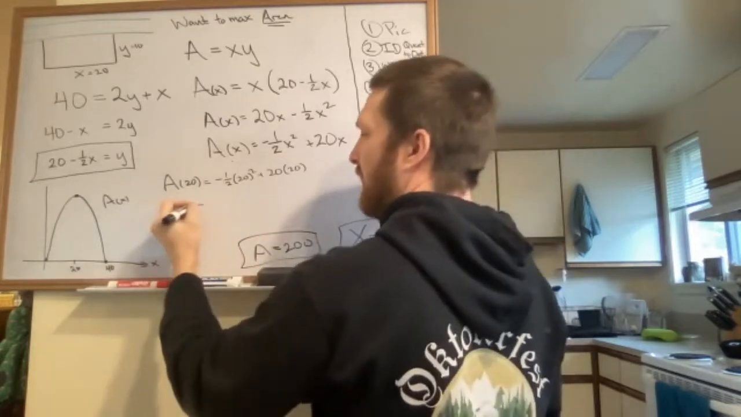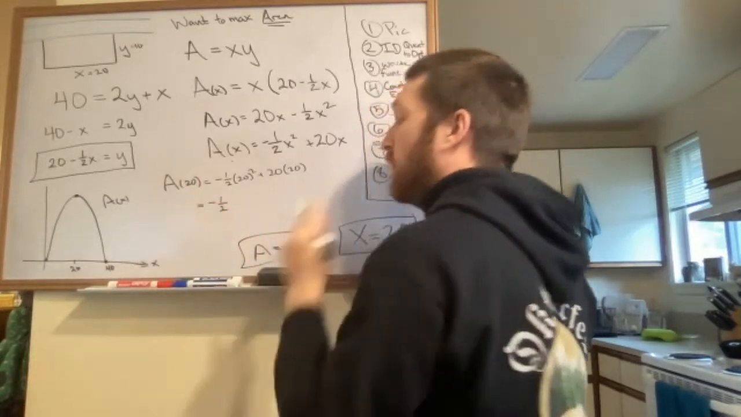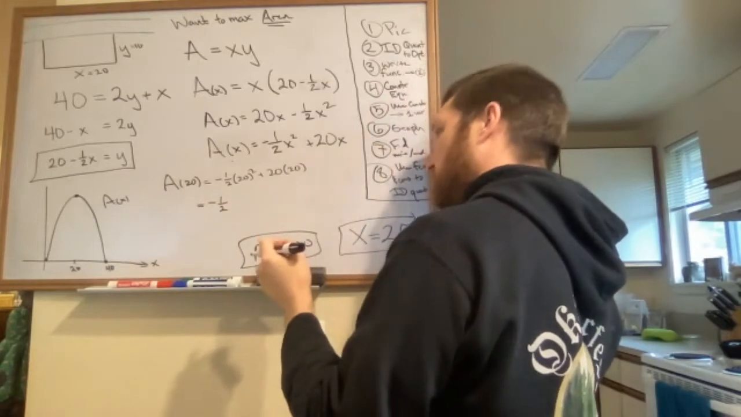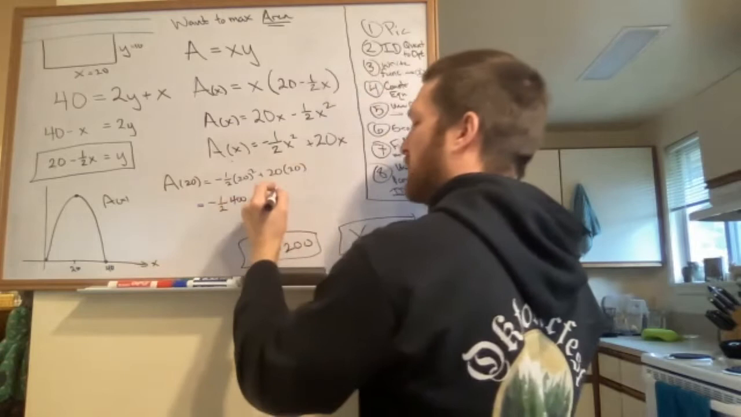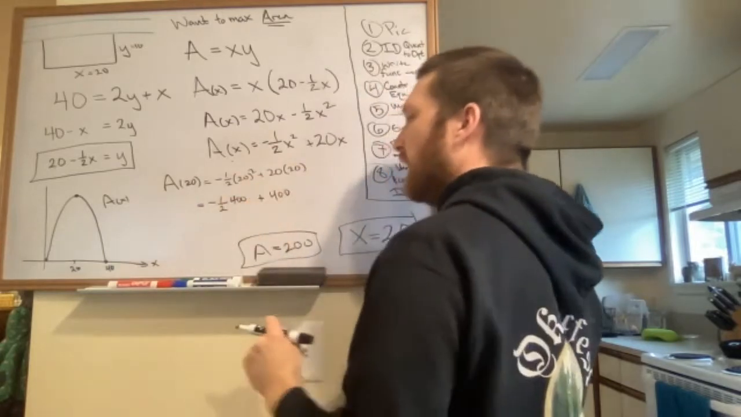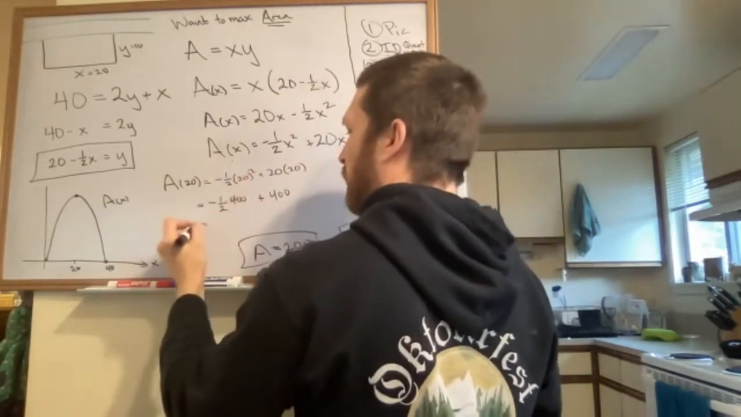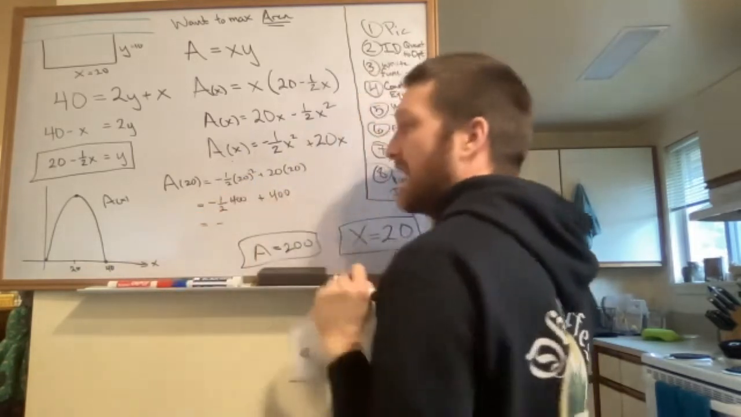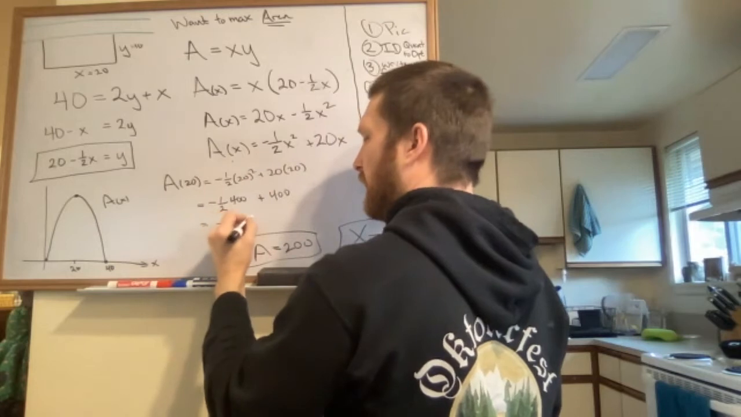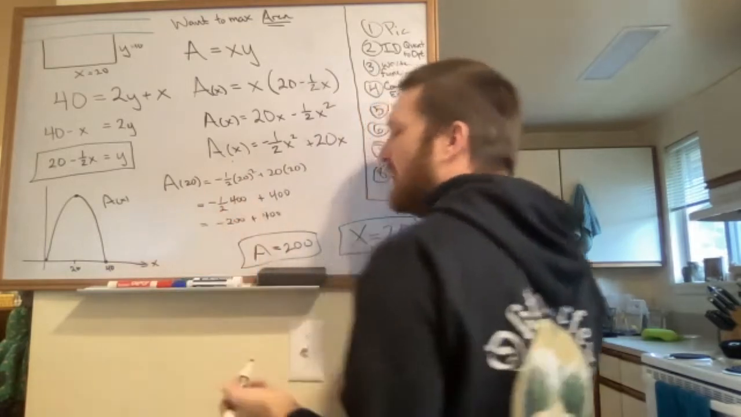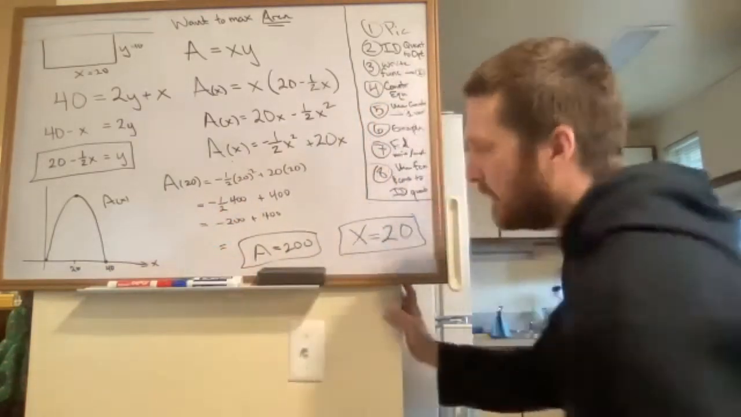And we'd have, okay, negative 1/2. 20 squared is 20 times 20, which is 400. Plus 20 times 20 is 400. Half of 400, and it's a negative, so negative 1/2 times 400 is negative 200. Plus 400 does indeed give me that right there.